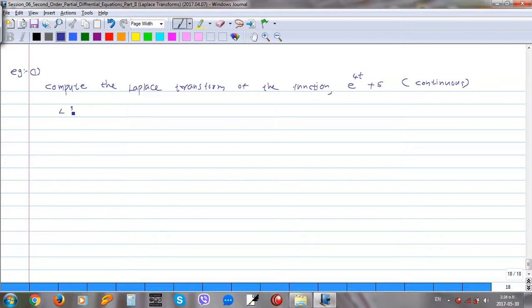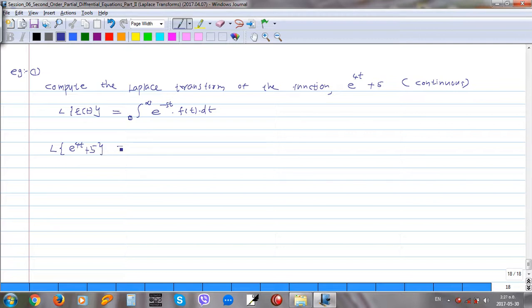L{f(t)} equals the integral from 0 to infinity of e to the power minus st f(t) dt. This is continuous from 0 to infinity, here also continuous, no harm, right? That is the same as the examples we discussed earlier. Therefore I am just writing L{f(t)} equals L{e to the power 4t plus 5}.